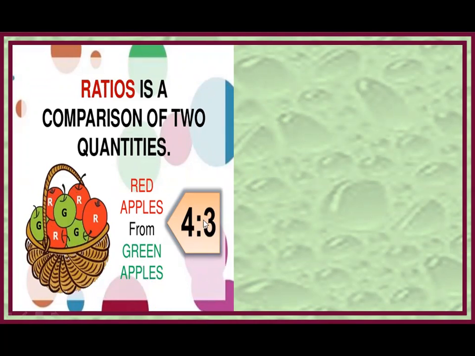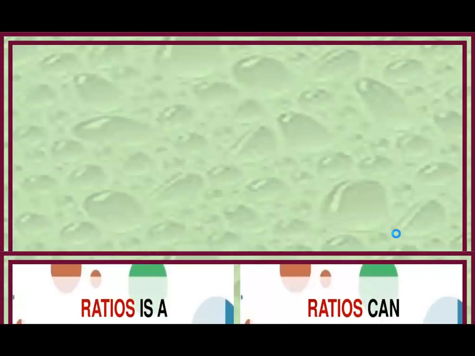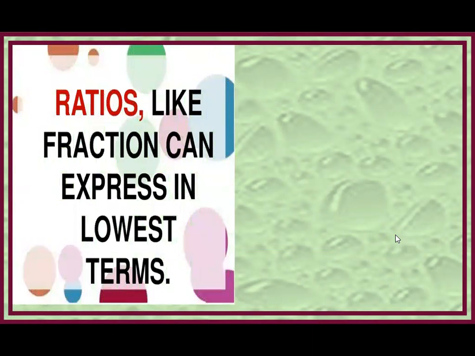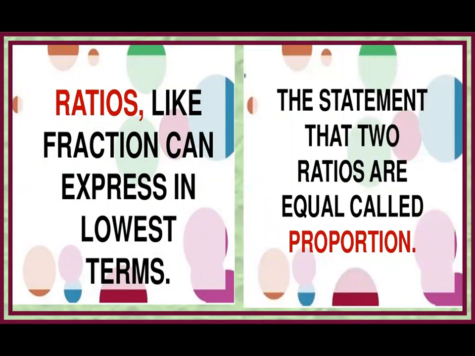The symbol colon is read as "is to", which says the two quantities are compared. There is no unit for ratios. And ratios can be written as fractions. 4:3 is 4/3. As fractions, ratios also can be expressed in lowest term. The statement that two ratios are equal is called a proportion. So when you compare two ratios and if they are equal, you call it as proportion.